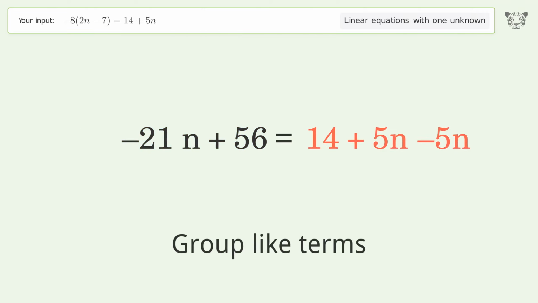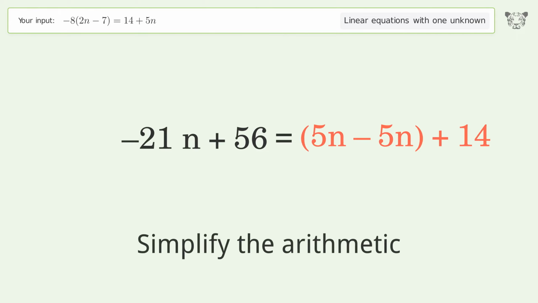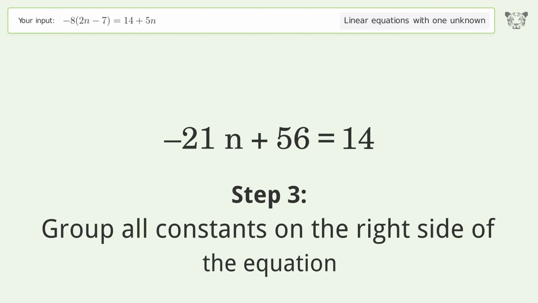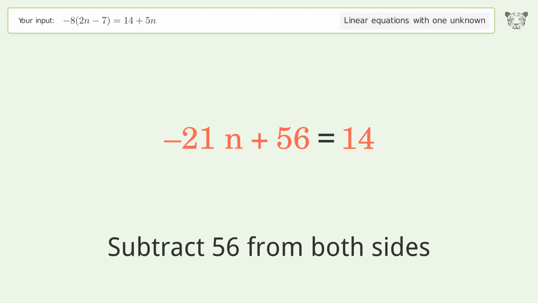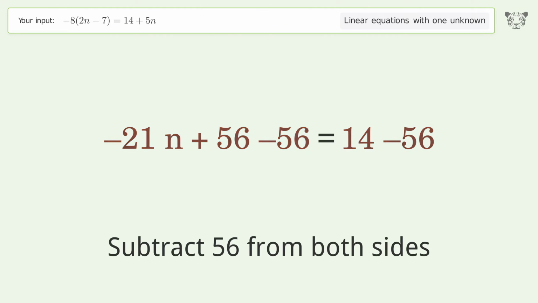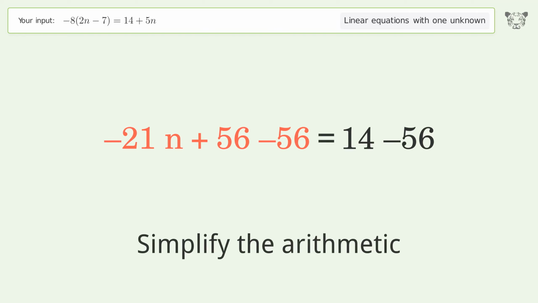Group like terms. Simplify the arithmetic. Group all constants on the right side of the equation. Subtract 56 from both sides. Simplify the arithmetic.